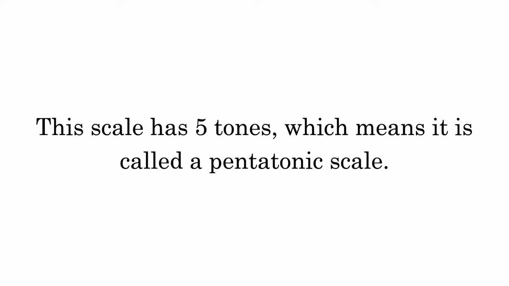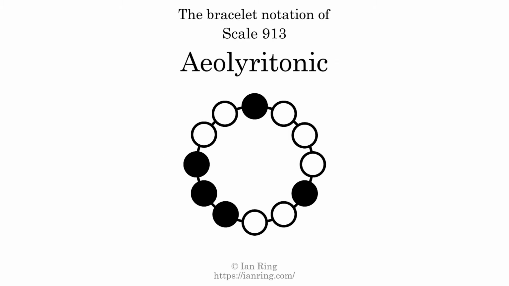This scale has 5 tones, which means it is called a pentatonic scale. This is a bracelet notation diagram of scale 913. The shaded circles represent tones that appear in the scale, and they are read clockwise, starting at the top.